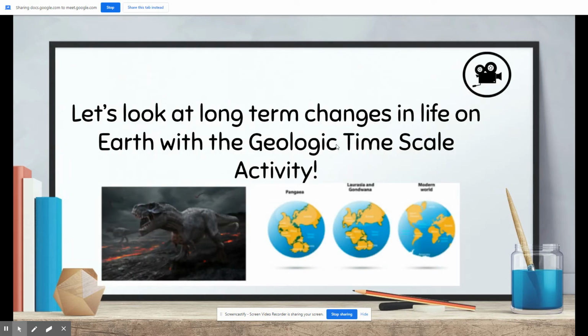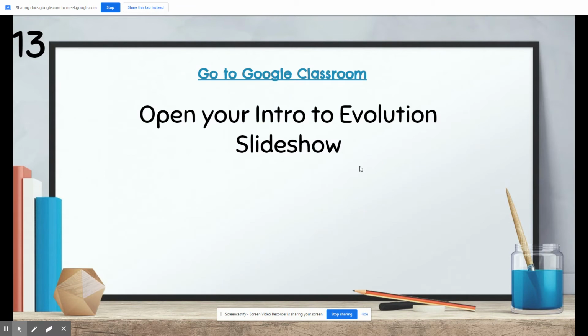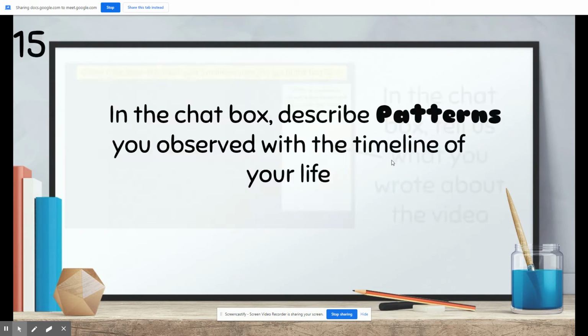So what you're going to be learning about today is geologic time. And there are similarities between geologic time and the timeline of your life. What I want you to do at first, before you begin, is look at your evolution slideshow and think about patterns in your life and how there's been stability and there's been change. Because in evolution, it's very similar.